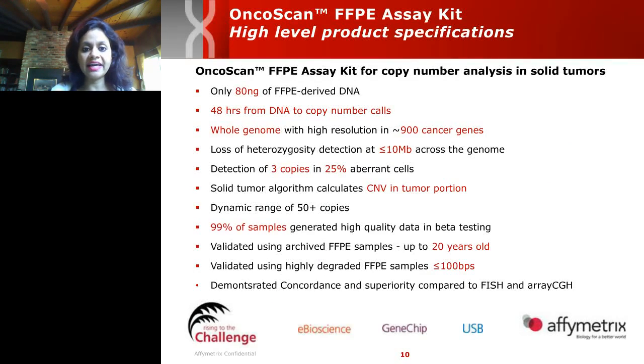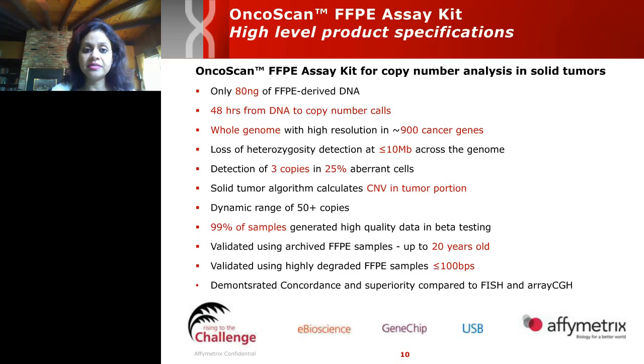So just before I get into the technology, which is actually the reason to believe, I'd like to share some high-level product specifications. The OncoScan FFPE assay kit only requires 80 nanograms of FFPE-derived DNA, but it's been validated down to 50 nanograms. It's a quick assay, meaning you can go from your extracted DNA to your copy number answers genome-wide in 48 hours. It's whole genome, which obviously makes it very useful in the research setting, but it also has high resolution in 900 well-characterized cancer genes, which makes it very appealing in the clinical setting as well.